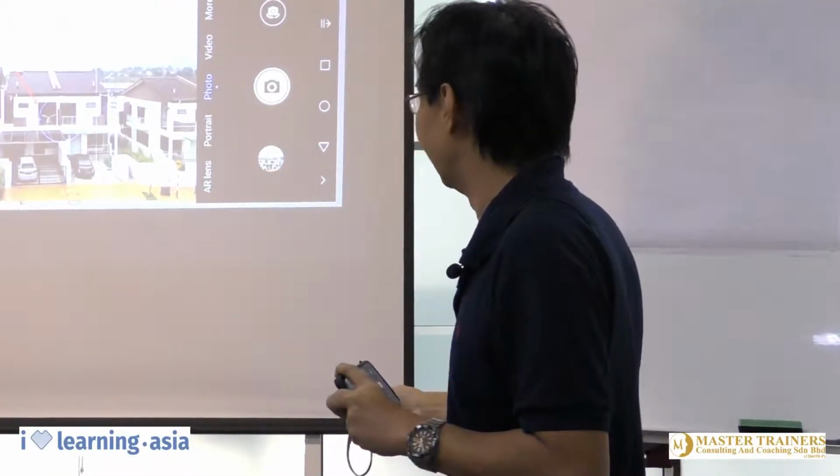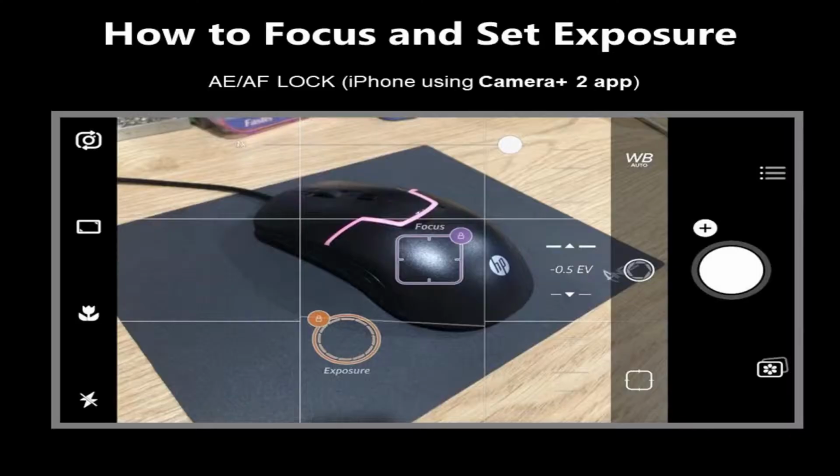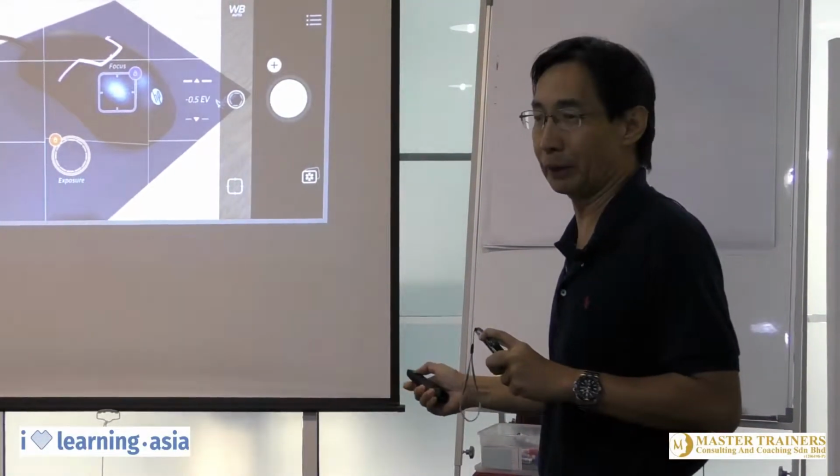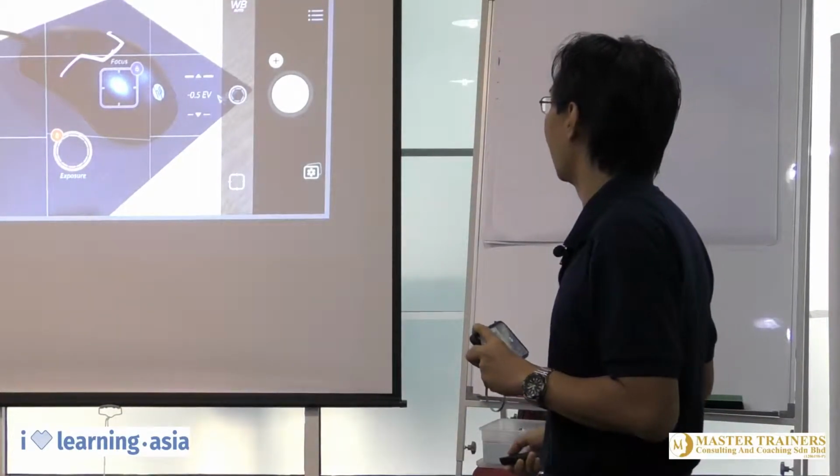But for iPhone, if you want to do that, you can use camera apps. So the one that I use is the Camera Plus 2 app, which enables you to separate your focus and exposure. So that's very important for you to be able to fine-tune your picture on where do you exactly want to focus and where do you want to actually get the exposure, whether it's too bright or too dark.